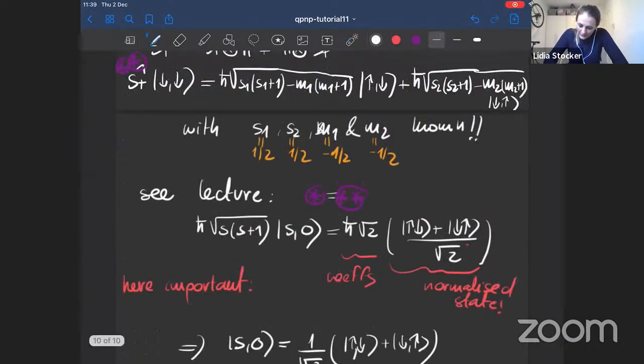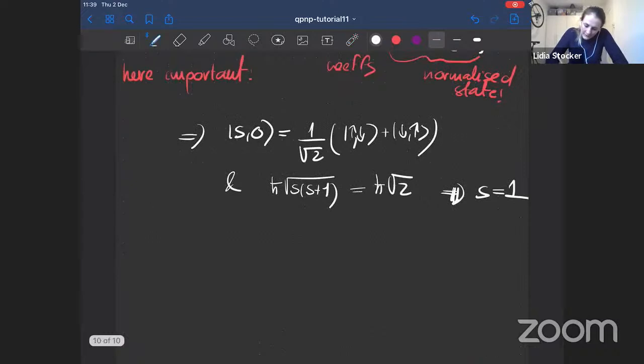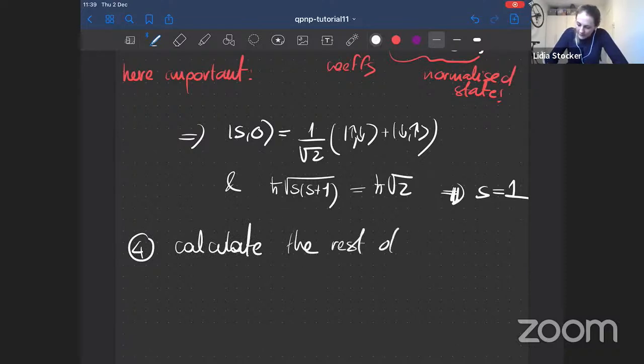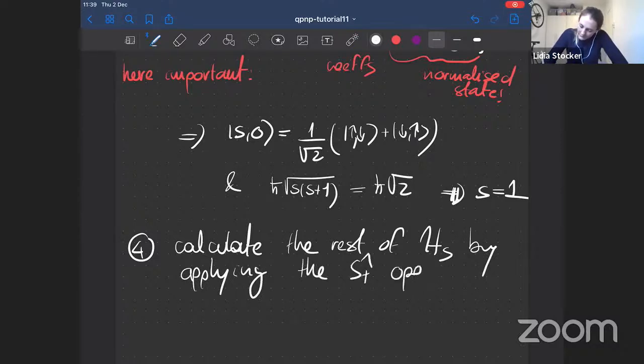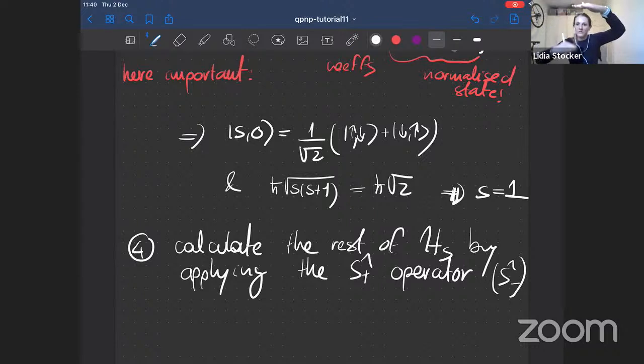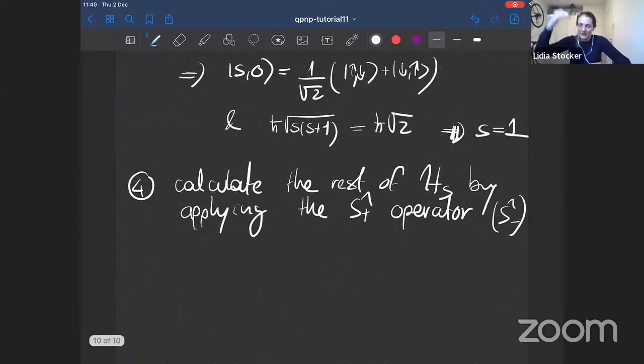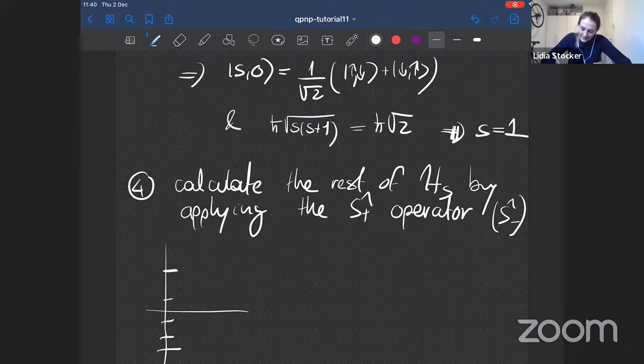In general, now it's number 4, calculate the rest of the H space by applying the S plus operator. And you could also apply the S minus. If you took the state with the maximum m, then you have to lower and go down with the S minus. If you took the state with minimum m, then you go up and see which states are higher with the S plus operator. And this is like the sketch you saw in the lecture with the S and the m states.